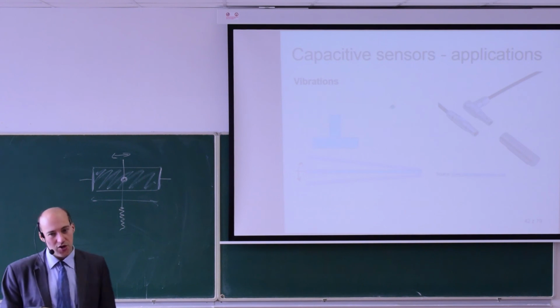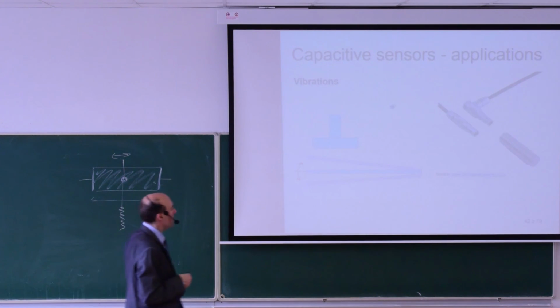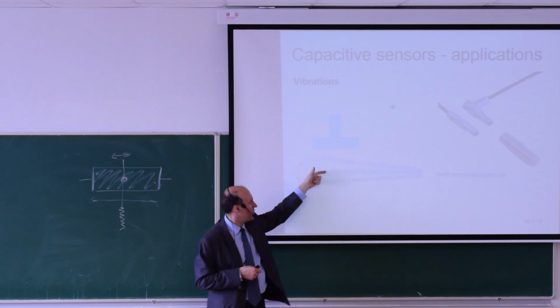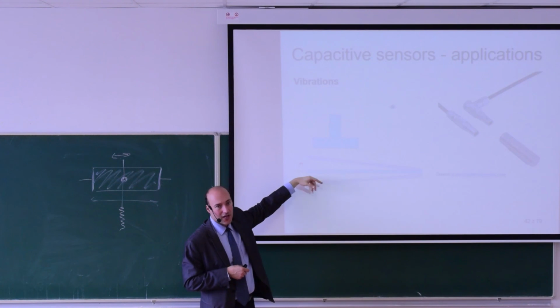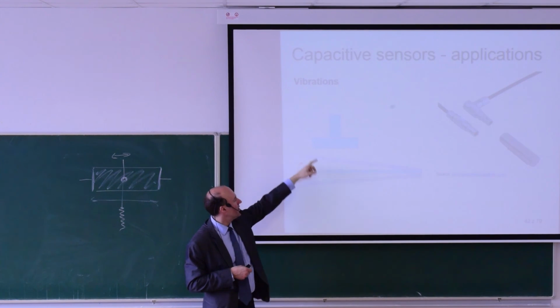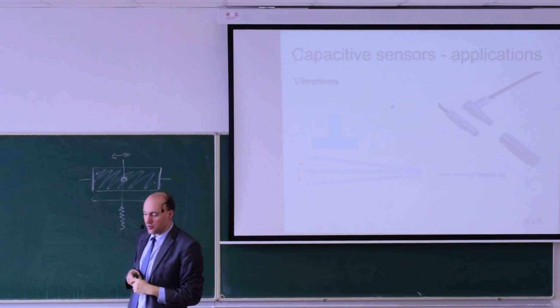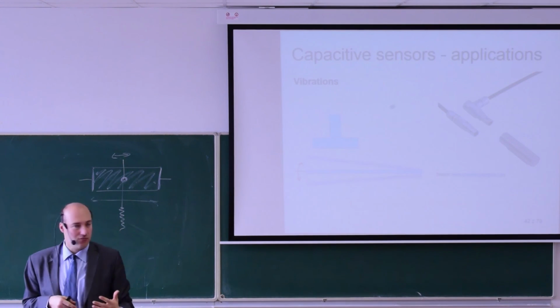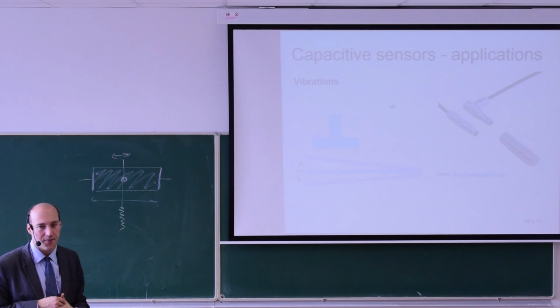You can measure vibrations with capacitive sensors. So again, it's just to measure the distance. If this is my object and it's vibrating, I'm changing the distance. This needs to be placed on some holder that is not vibrating. I can measure relatively high frequency vibrations with that.